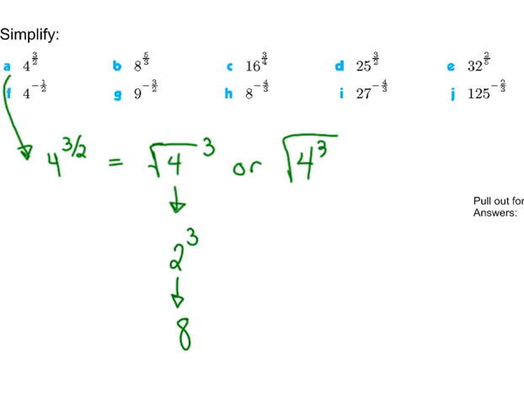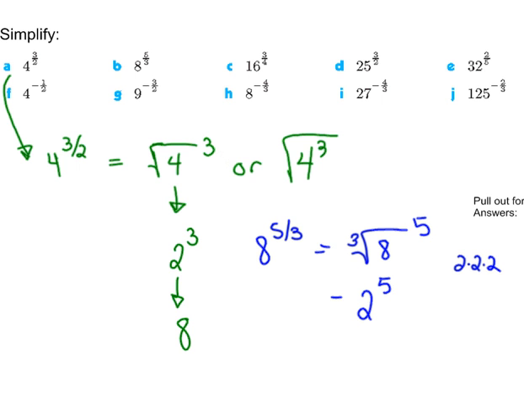Letter B. Where can I write this? We've got 8 to the 5 over 3. So again, it doesn't matter. You can take the root first, or you can take 8 to the power of 5 first, but that's a very big number, so it's kind of nicer to do the cube root of 8 and then take it to the power of 5, because with the cube root of 8, we're thinking what times itself 3 times will give me 8. We know 2 times 2 times 2 gives us 8. So we get 2 to the power of 5, which is 32.